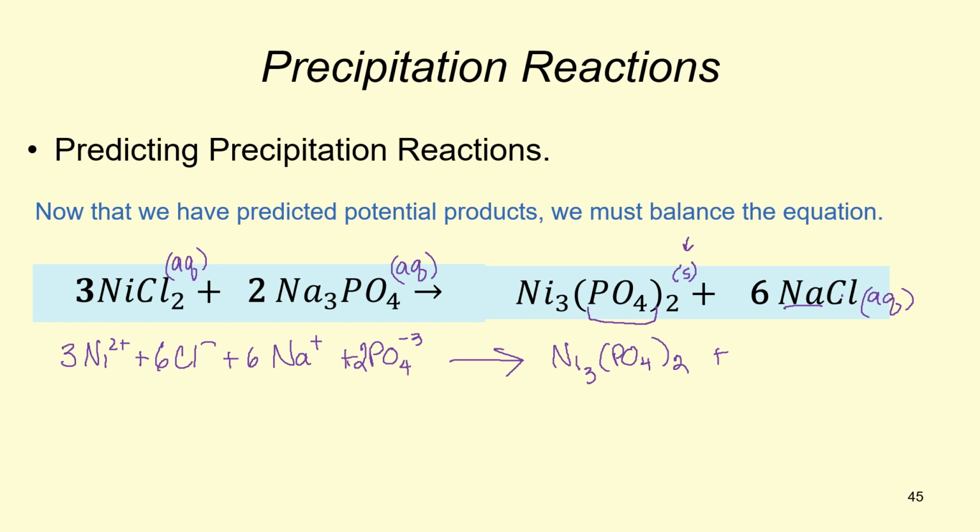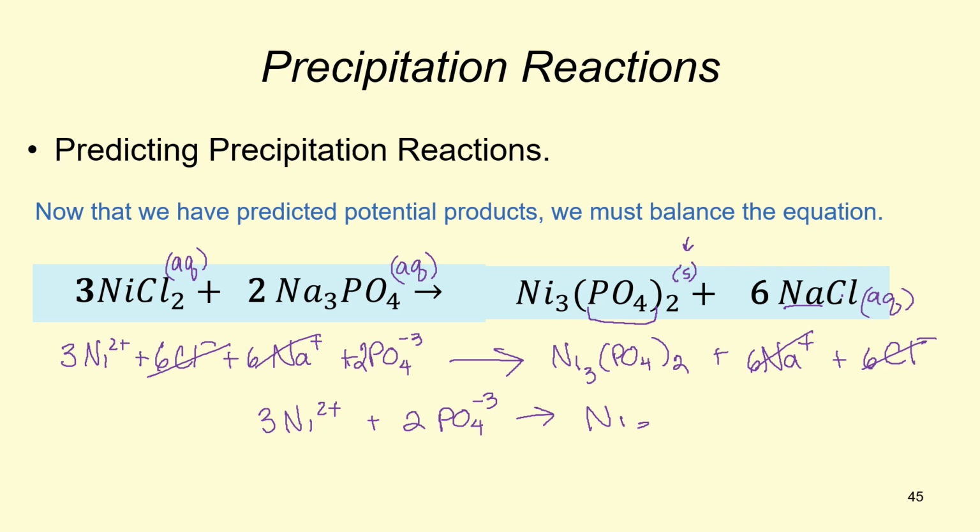And this one's soluble, so I'm going to break it apart, and the 6 will distribute. So this is my complete ionic equation. And then I can cancel out the chloride and the sodium. And so my net equation is 3Ni plus 2PO4 -3 gives me Ni3PO4.